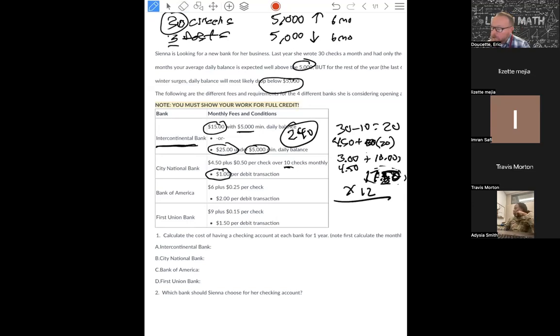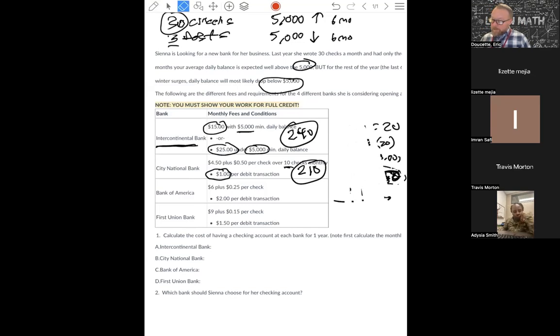Times 12. You're trying to figure out the annual amount. So $17.50 times 12, one for every month, comes out to $210. So if she goes with Intercontinental Bank, she's going to pay $240. If she goes with City National Bank, she's going to pay $210. Make sense? You guys still with me? Does this all make sense?